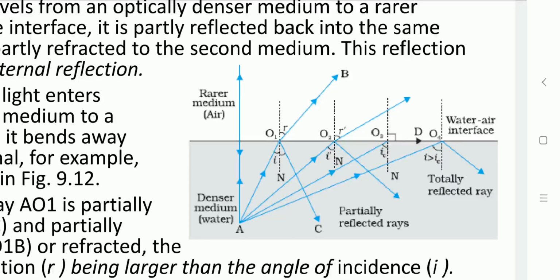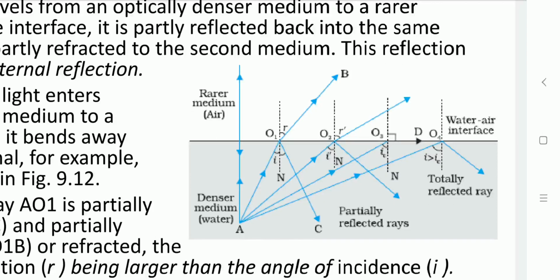So the AC component is known as the reflected wave, and AB is known as the refracted wave. Now if we increase the angle of incidence, focus on the O2 point. The incident angle is I dash. By increasing that angle, the reflected ray is more compared to the refracted wave. So here we observe more reflection.